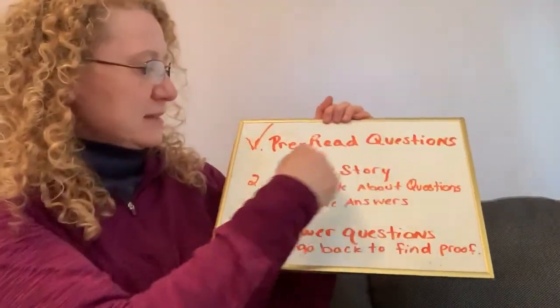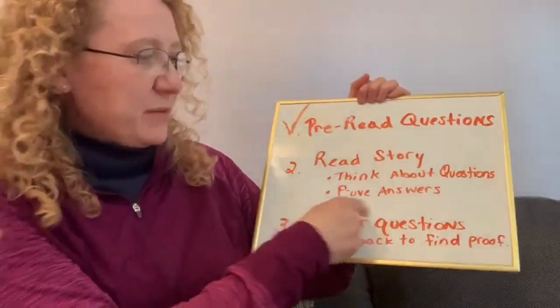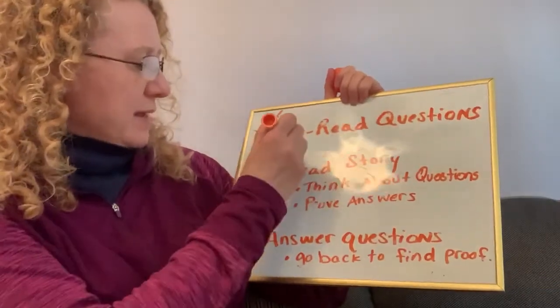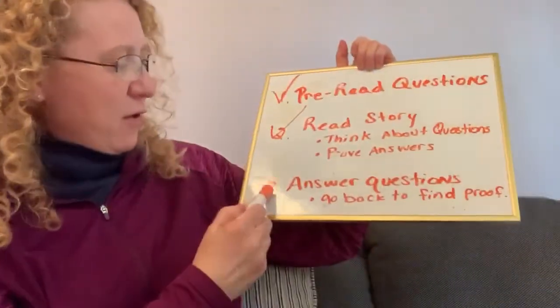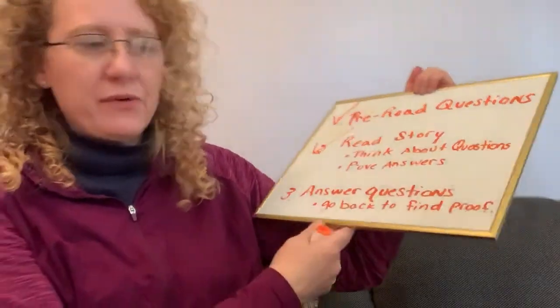So we pre-read the questions, we read the story, and we were thinking about our questions, and we even commented or kind of were trying to prove them as we were going. So I'm going to check that we did that. And now all we have to do is answer the questions, and we can even go back into the story to really prove that they were there.